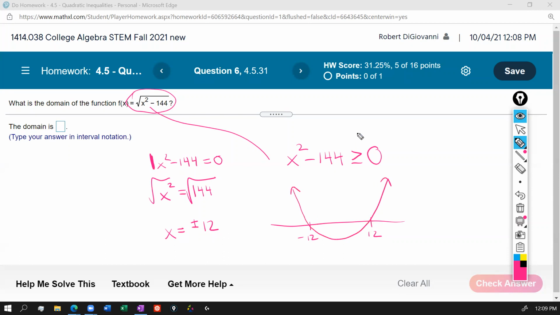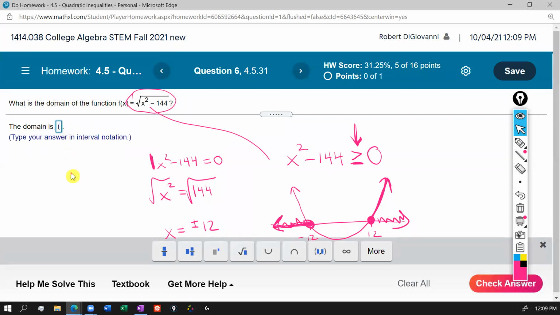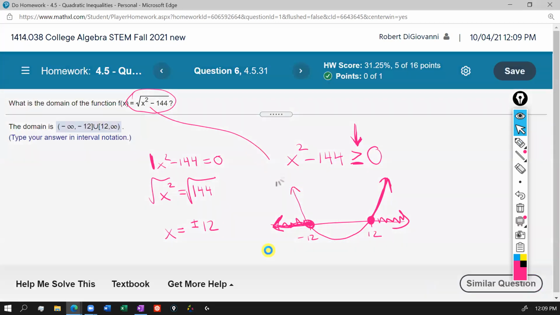And this time I want to know where it is greater than or equal to 0. So I'm going to include these points, and it goes up here, it's greater than, so it's everything out this way. And I'm going to include negative 12, and I'm going to go this way forever. So that should be from negative infinity to negative 12, bracket, because I want to include negative 12, union with bracket 12 comma infinity. There we go.